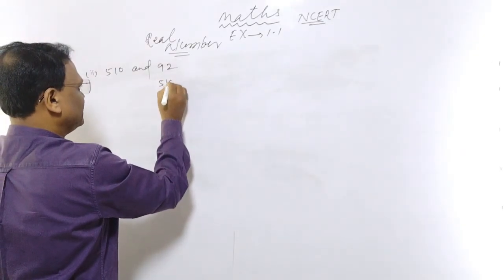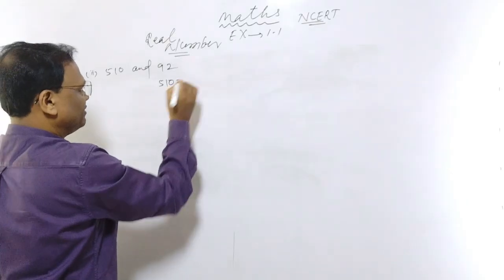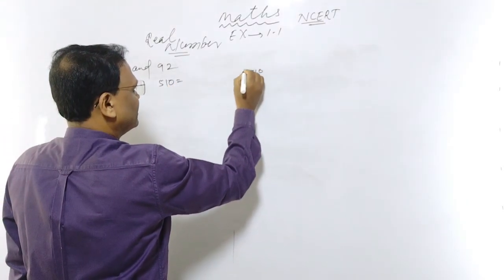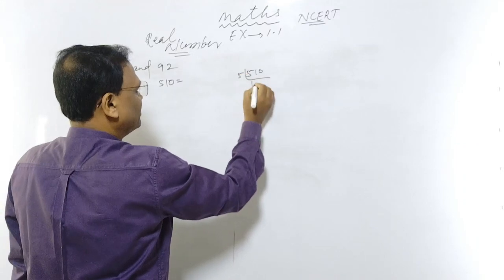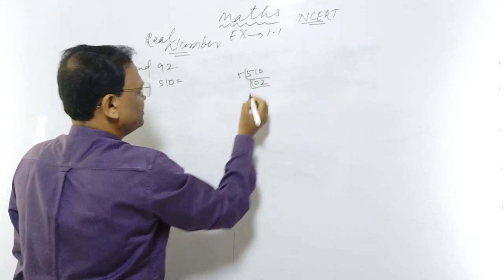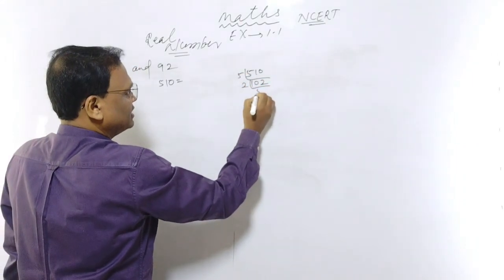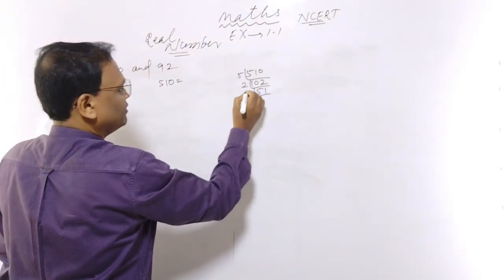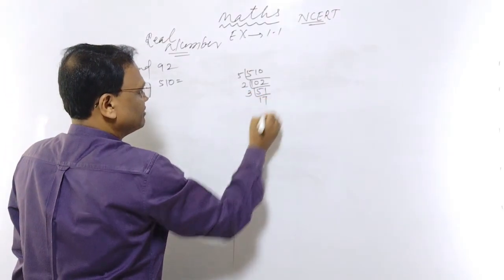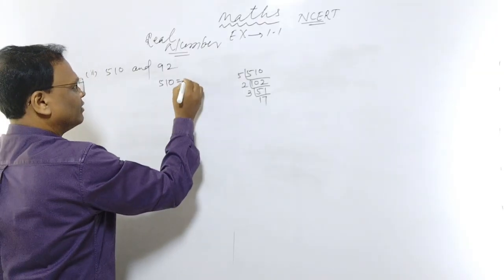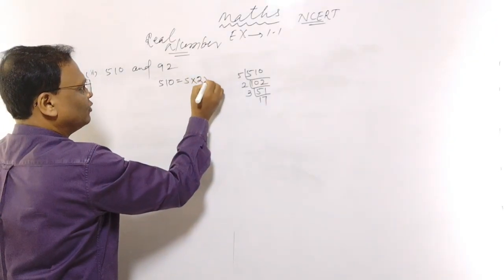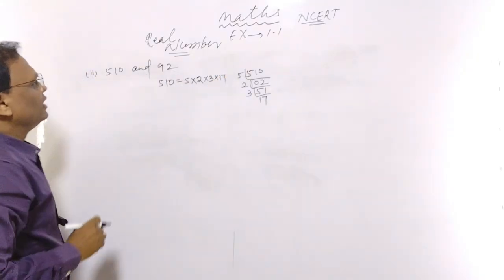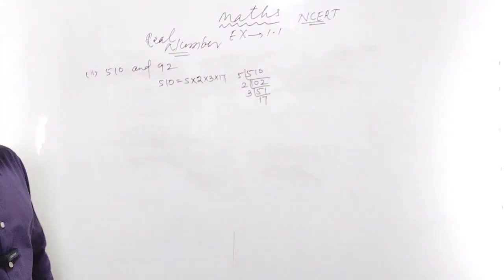First one is 510. This 510 is equal to what? 5 ones are 5, 5 twos are 10. Again, 2 fives are 10, 2 ones are 2. Now you can start with 3, 3 ones are 3, 3 sevens are over. I got 5 into 2 into 3 into 17. These are the prime factors of 510.